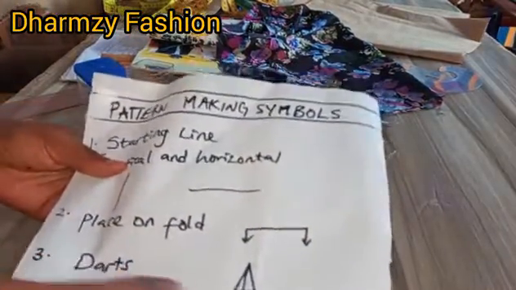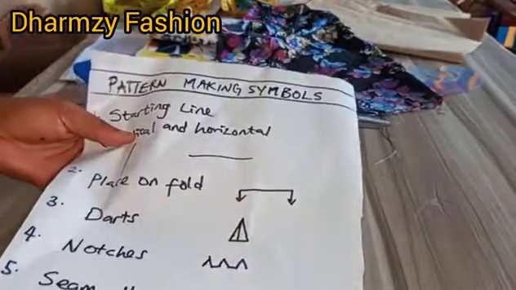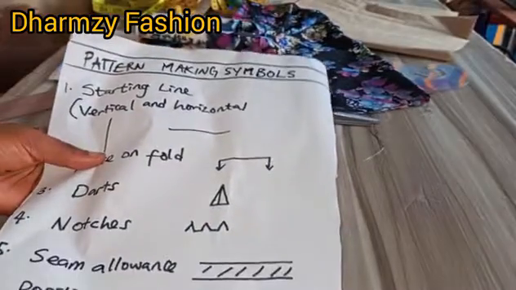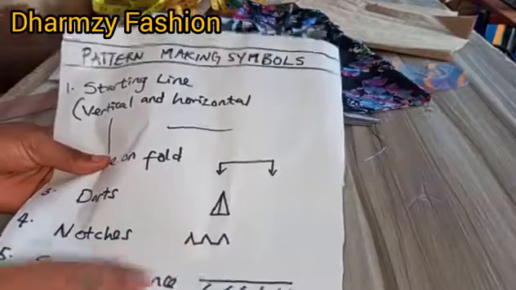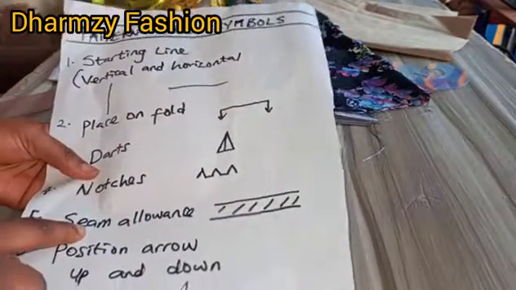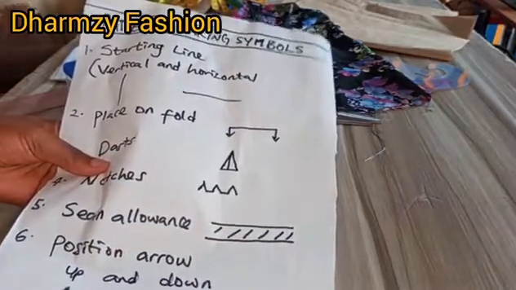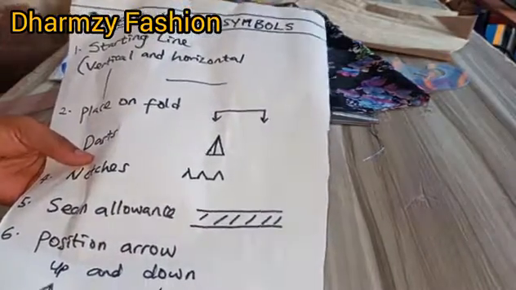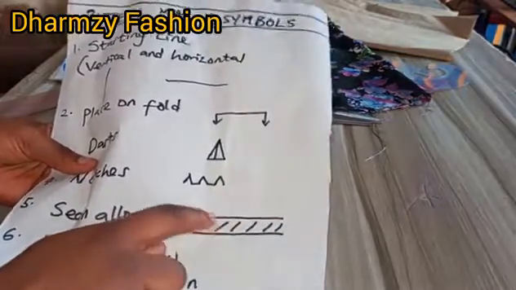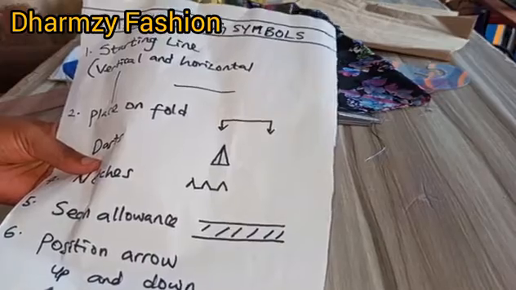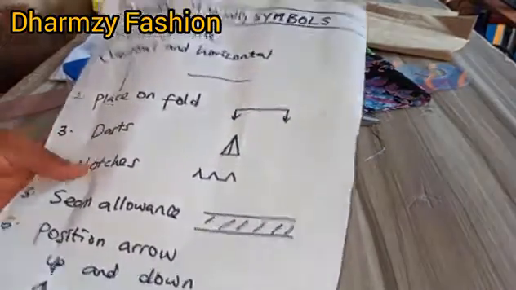Then we have the dart. We all know the symbol of dart. This is the middle, then the dart. Then we have notches. When you are creating a notch on your fabric through your pattern, this is the sign for it. Then we have the seam allowance. You use that to separate the marking lines from the seam allowance. We just use this to indicate that maybe from here to here is 1.5, from here to here is 2 inches or so. When you are cutting or when you want to sew, you already know that sign is for your seam allowance.